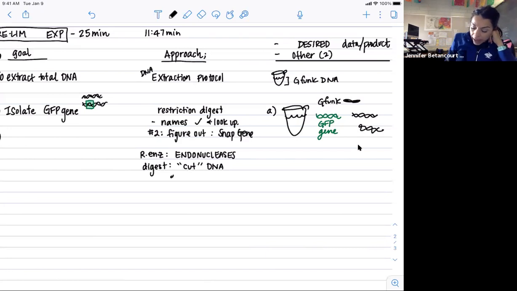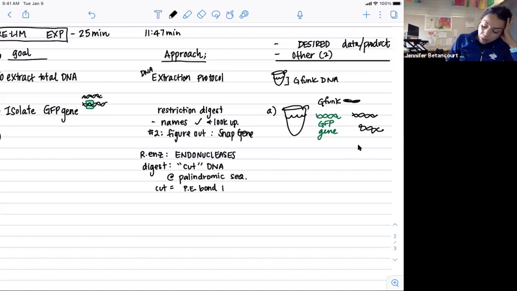Okay, so we know it's going to cut at a specific palindromic sequence. Each restriction enzyme has one specific sequence that it recognizes. When it recognizes this, it cuts the phosphoester bonds. Yes. So at a palindromic sequence, it's not literally cutting, it's hydrolyzing. Cutting means hydrolyzing the phosphoester bond in the backbone. That's what a restriction digest is, using an enzyme.